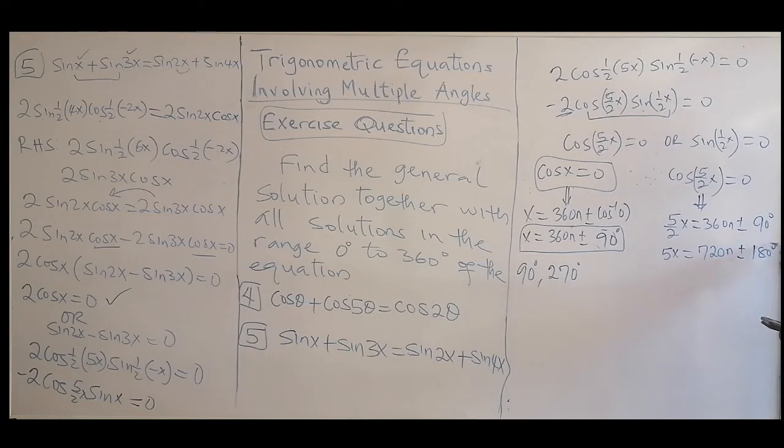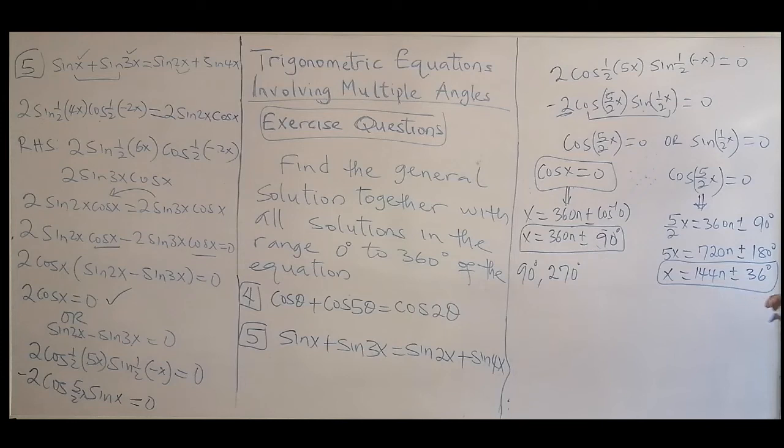We can also divide by 5. So that will be x equal to 720 over 5, that's 144, n plus or minus 180 over 5. 180 divided by 5, that's 36 degrees. So this is another general solution.